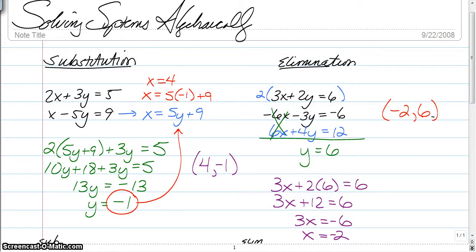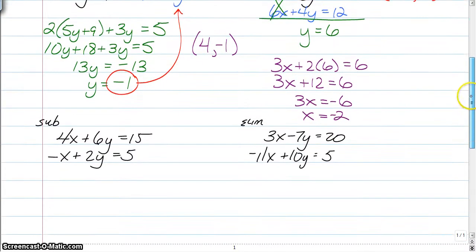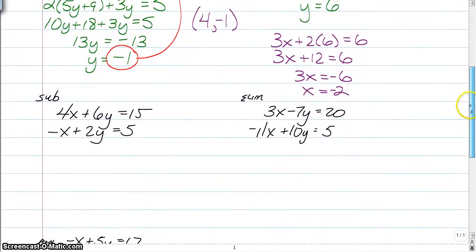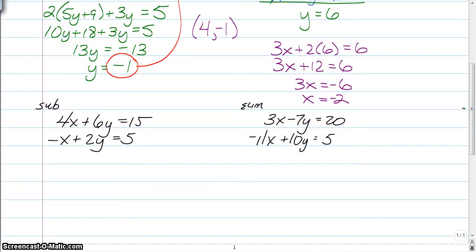And we're good. So now it's time for you to try. I would like you to try those two. The first one I want done using substitution. The second one I want done using elimination. So go ahead, pause the video, take 5-10 minutes, whatever it takes for you to try those two, and then press play when you're ready to see if you did it correctly.